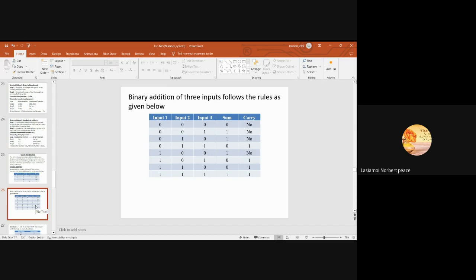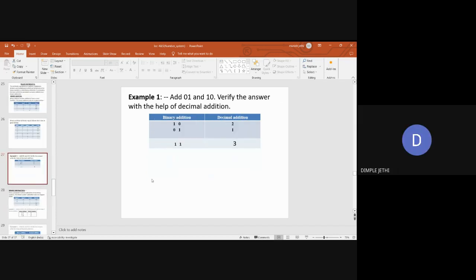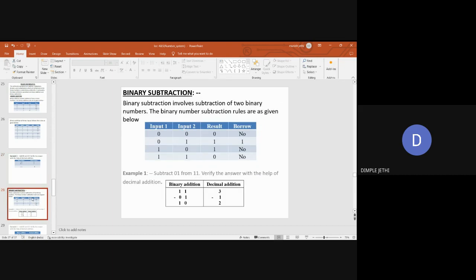Yes, clear. Next, this is the example I have done. Suppose given these two numbers, how will I write the addition? 0 plus 1 is 1, 1 plus 0 is 1. So I can check whether my answer is correct or not. This is the binary number of 2 and this is the binary number of 1. So 2 plus 1 is 3 in my decimal system, and this 11 is also the binary of 3. So my answer is correct. I can convert it into decimal and check whether my answer is correct or not.